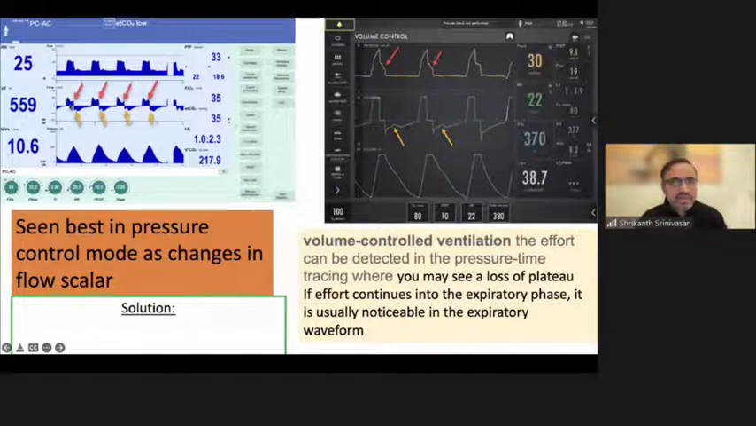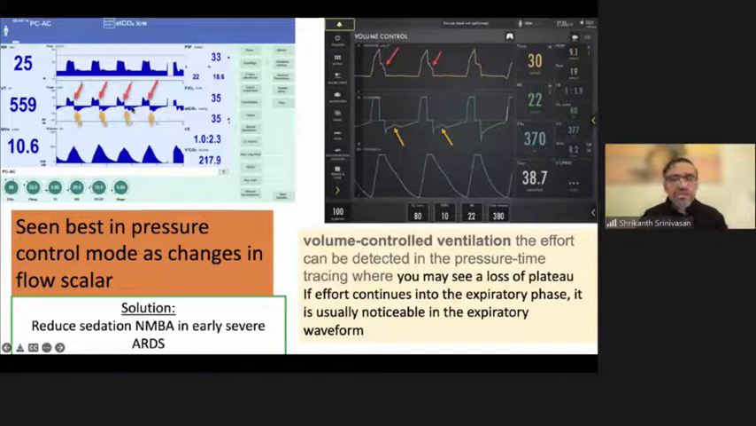Same thing here in pressure control. Since the flow waveform is variable, it is best seen in the flow time scalar. You can see a spike in the flow time scalar. And if it occurs later in the cycle, you can see the same deflection in the expiratory phase here. What is the solution? Now, the cause of reverse triggering is obscure. There are purported to be multiple causes, but it is not really clear why it occurs.